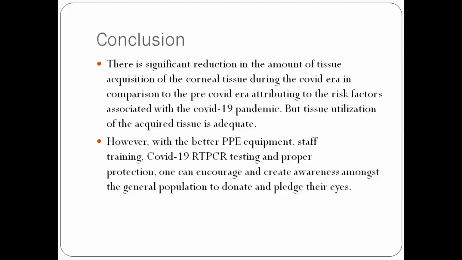Conclusion: there is a significant reduction in the amount of tissue acquisition during the COVID era in comparison to the pre-COVID era, attributed to the risk factors associated with the COVID-19 pandemic. But the tissue utilization of the acquired tissue is adequate. However, with better PPE equipment, staff training, COVID-19 RT-PCR testing, and proper protection, one can encourage and create awareness amongst the general population to donate and pledge their eyes. These are my references.